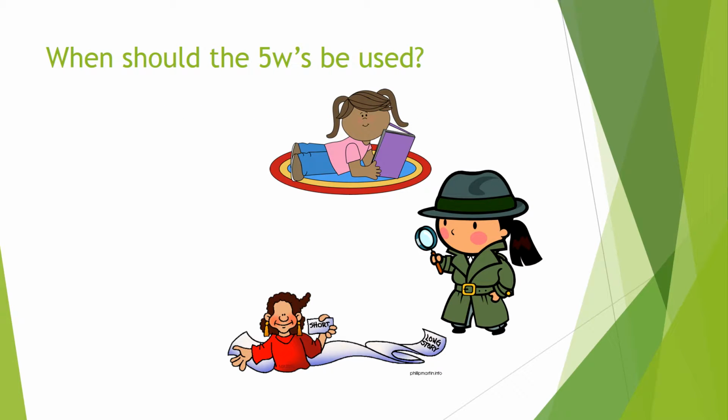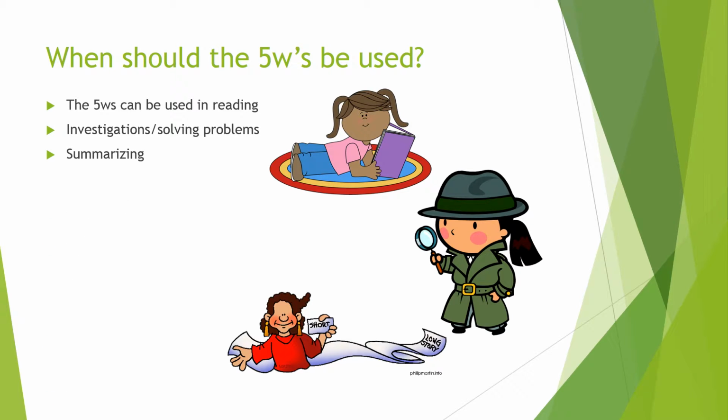When should the 5Ws be used? The 5Ws can be used in reading, investigating and solving problems, and to summarize a story. You may not really think about it much, but a lot of police officers and investigators use the 5Ws in their line of work. For an example, when a police officer gets a phone call to go observe a scene, one of the first questions that they ask is who is involved? What is going on? Where did all of this start happening? These questions can be used inside the classroom as well as outside of the classroom. So they're very useful to be used.